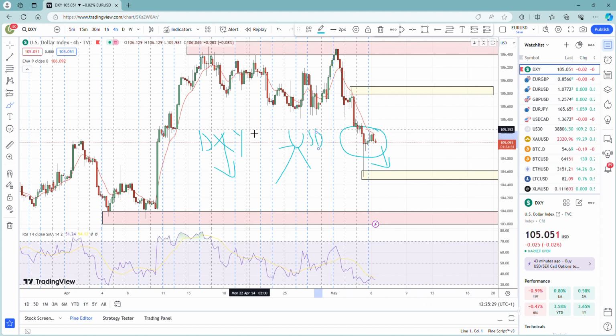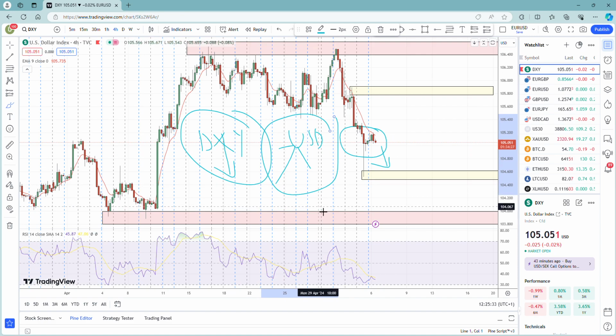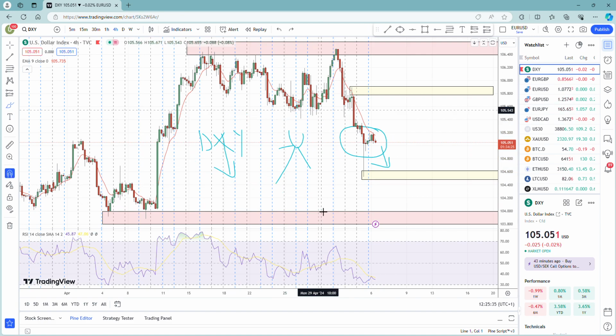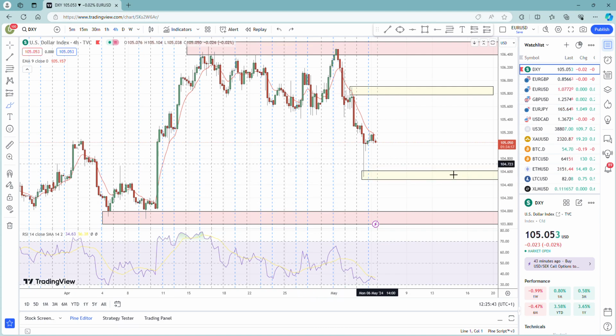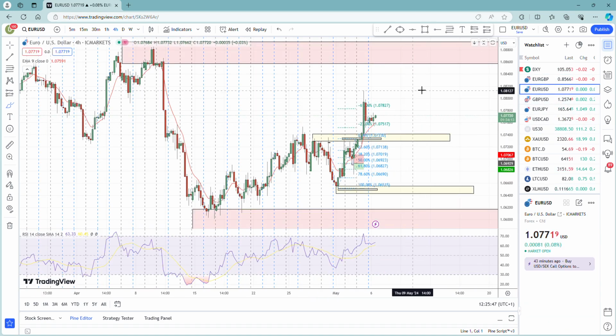So today, DXY is going down. That means USD pairs are going up. That's what it means. So we're looking for a buy trade today. So now that I've done my analysis on DXY, we can go ahead and go to EURUSD and break the chart down.